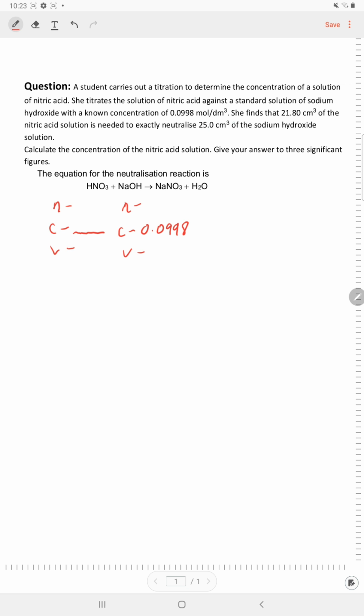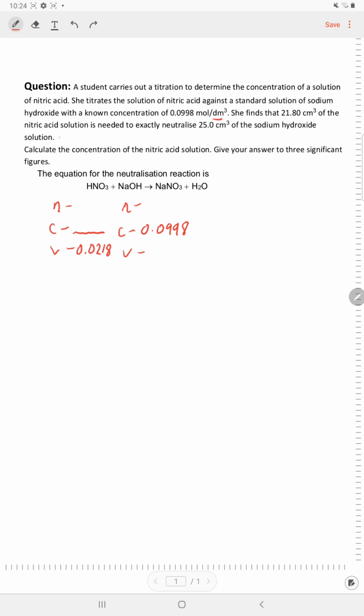with a known concentration of 0.0998 moles per decimeter cubed. She finds that 21.8 centimeters cubed of the nitric acid, so I'm going to put that in as 0.0218 because I've divided it by 1,000 in my head. Because this is decimeters cubed for the concentration, we can't put the volume in as centimeters cubed, we have to put that in decimeters cubed as well. So you divide by 1,000.